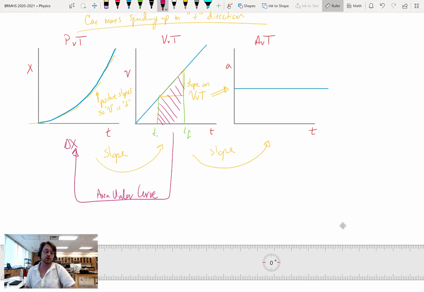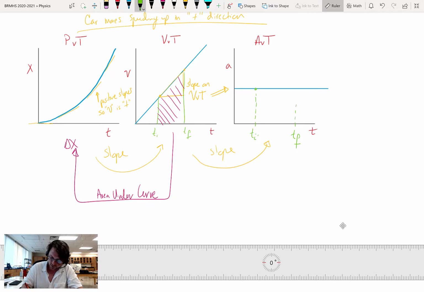And remember, area under the curve really means the area between the function, that's in blue right now, and the x-axis, which is the time axis. So what do you think happens when we try to find the area under the curve for acceleration versus time? Let's take two arbitrary points. They will correspond with T initial and T final, as drawn on the acceleration versus time graph.